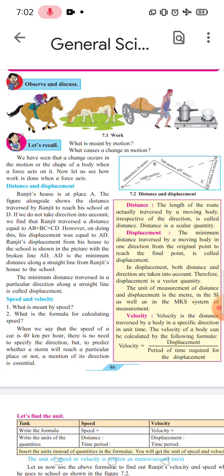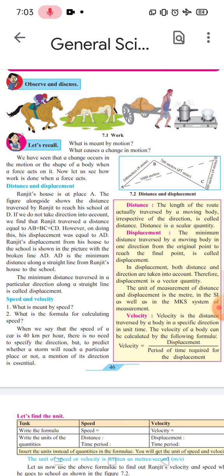Here Ranjit does not follow a straight direction. When direction is not considered, it is called distance. The length of the route actually traversed by a moving body irrespective of direction, means here direction is not considered or not mentioned, is called distance. Distance is a scalar quantity as direction is not mentioned or a specific direction is not there. In distance, direction is not taken into account.